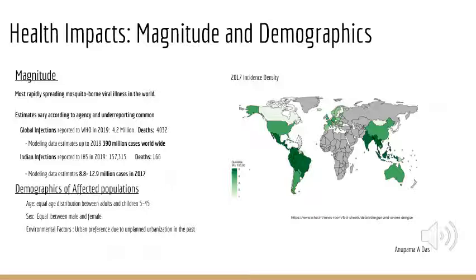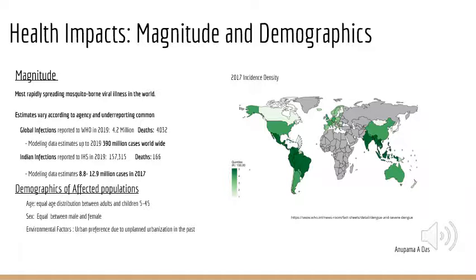When we looked, however, at geography, we did notice that there was an increased amount of infections in urban areas, thought primarily due to unplanned urbanization and need for keeping stagnant water due to lack of running water in these areas.